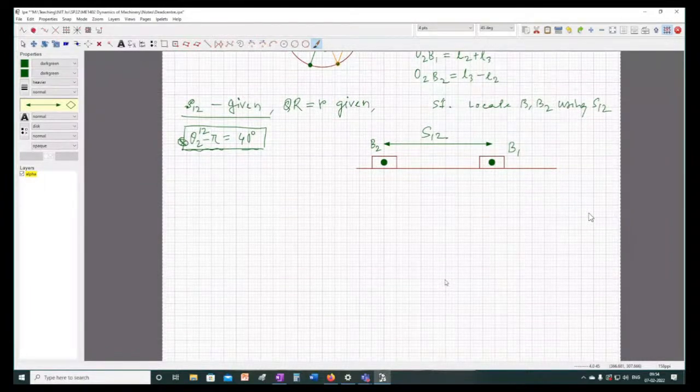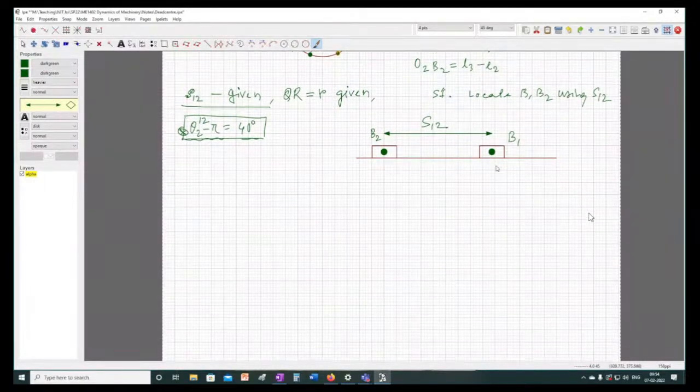So what we will now do is draw a perpendicular bisector of B1, B2 to obtain a point C.